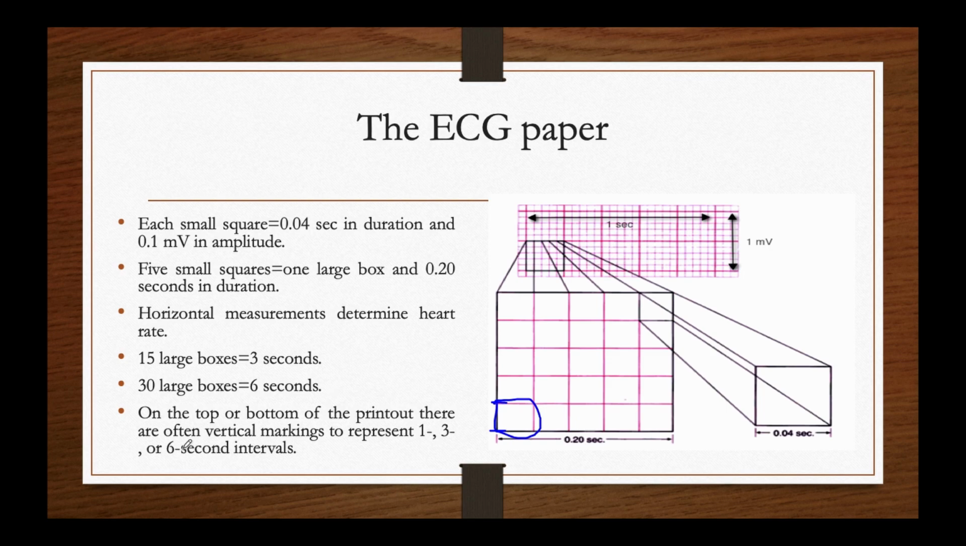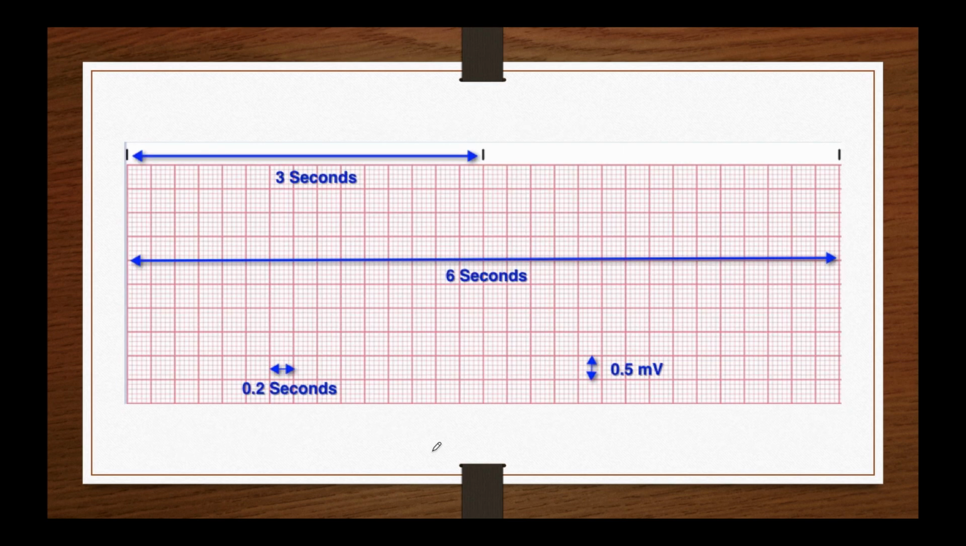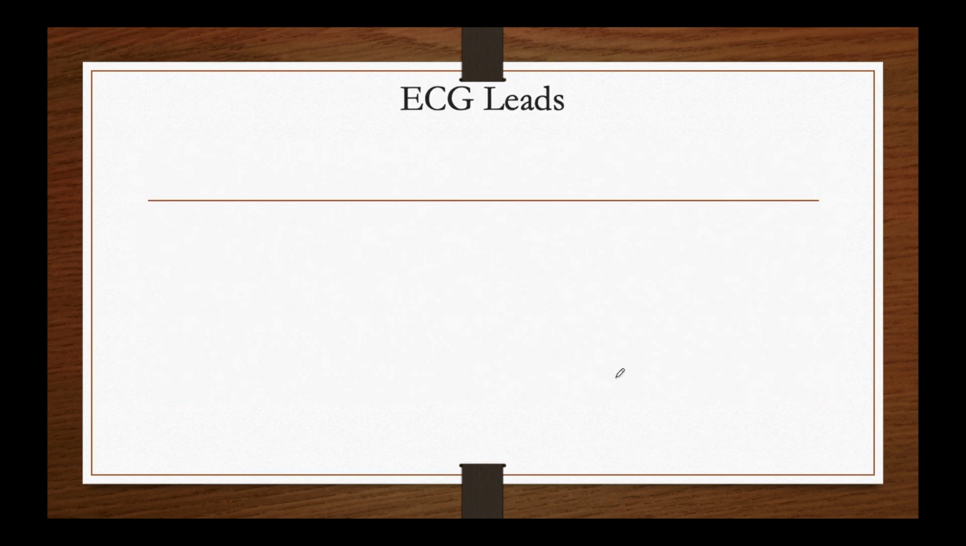We shall see very soon that on top of the ECG paper, and sometimes at the bottom of the ECG printout, there are often vertical markings which represent the 1, the 3, as well as the 6 seconds interval. As you can see over here, this is our 1 second, the 3 seconds, and also the 6 seconds interval. And so it helps us when we are determining the heart rate of the patient. Now, as I said earlier, each one big box like this has 5 small boxes and is equal to 0.2 seconds, and the amplitude is also 0.5 millivolts.